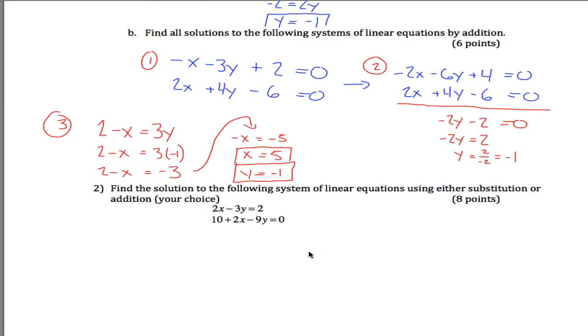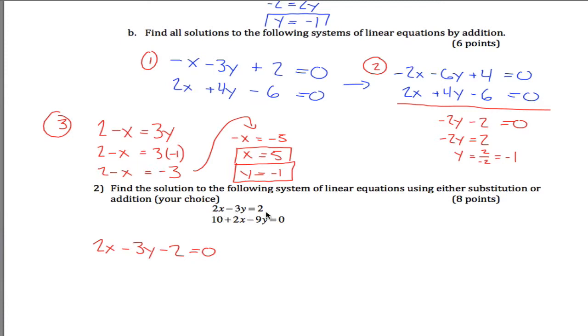All right, third problem. Find solutions to this equation using whatever you want to use. I think this problem works out nicest, maybe using addition, although really you could use substitution. But what I'm going to do is use addition. So I'm going to start by moving everything to one side of the equation in both cases.